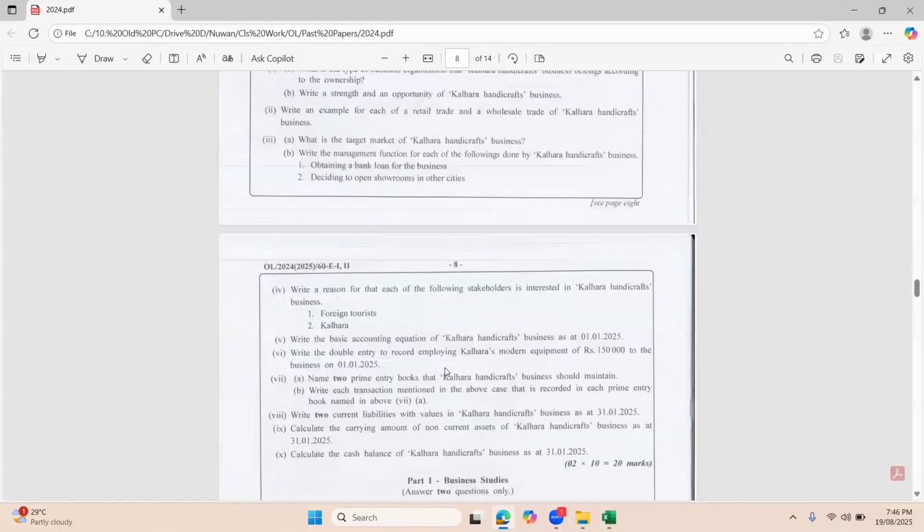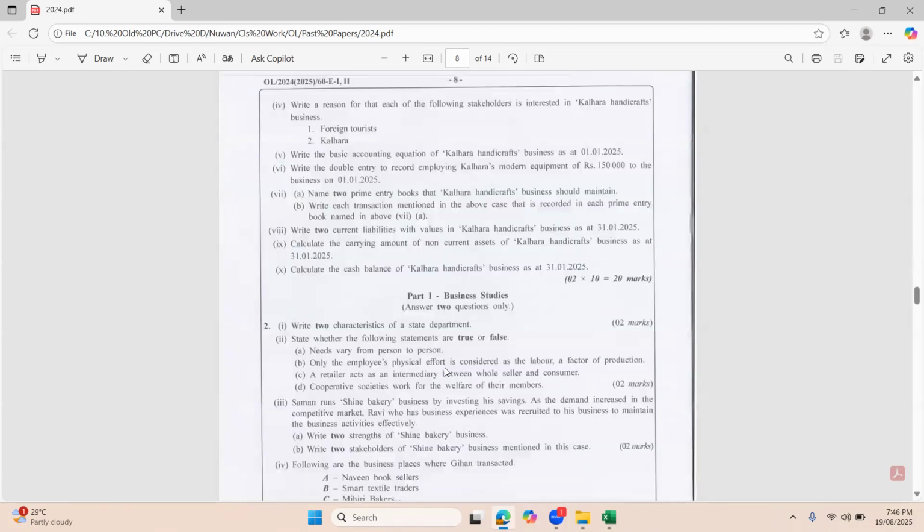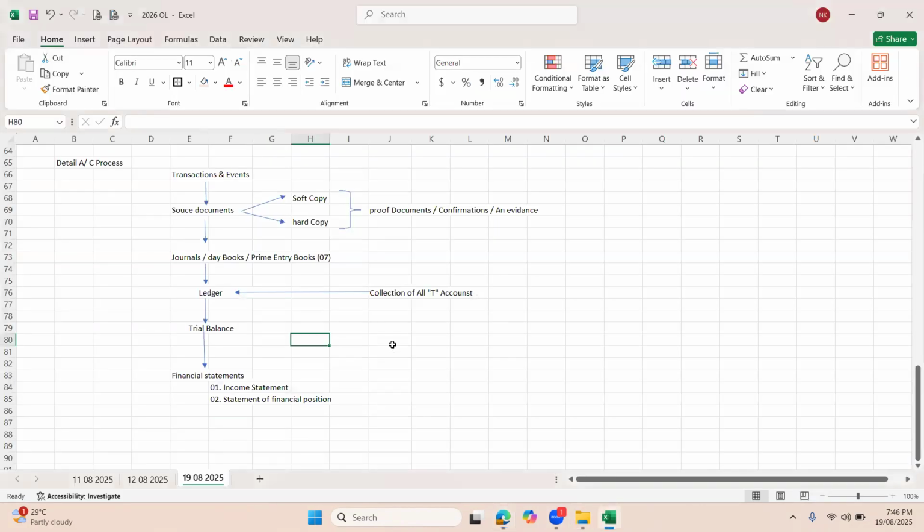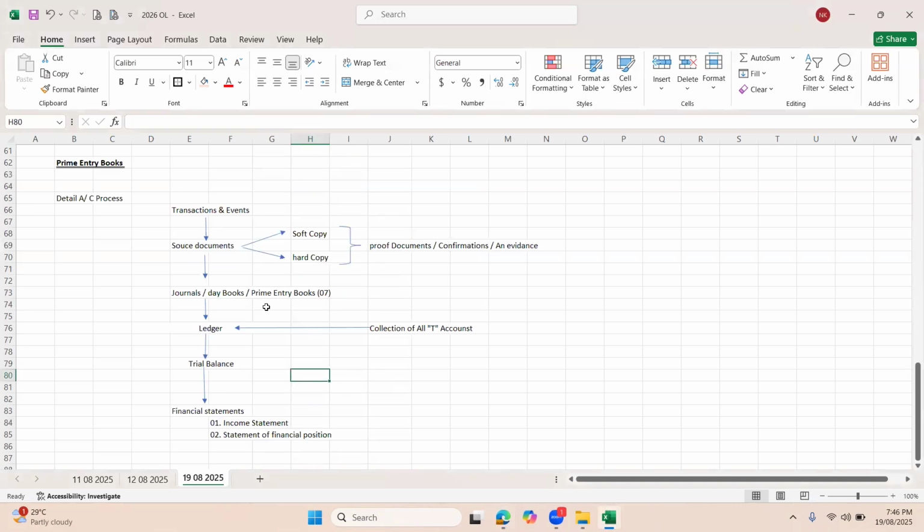There are options. There are two selective questions. Either you can do any 5 out of 7. Only 5 questions are required, right? So we'll prepare some journals.